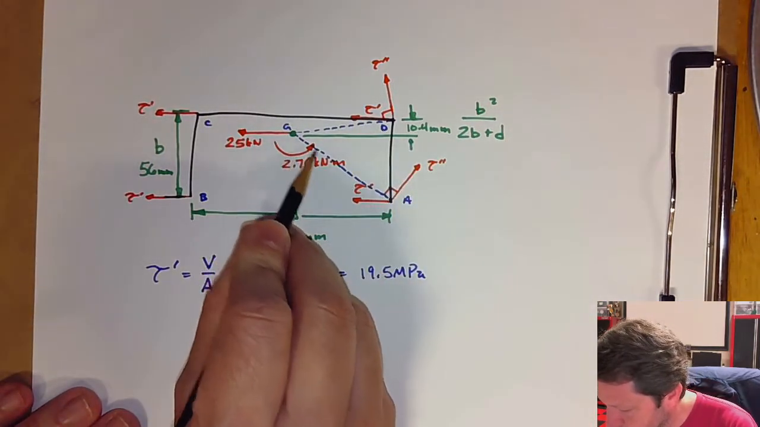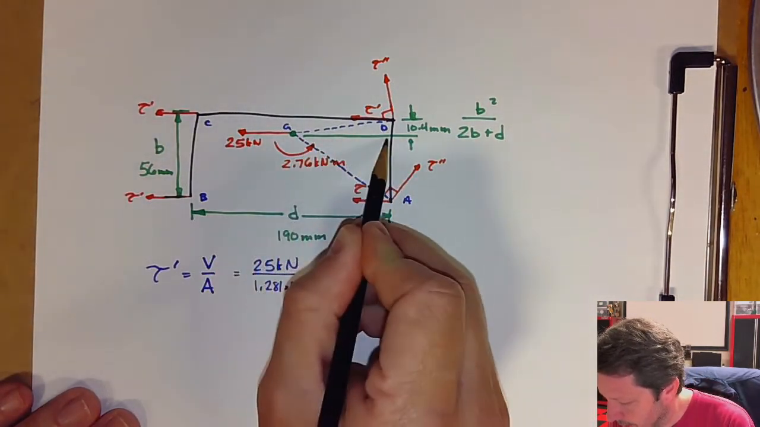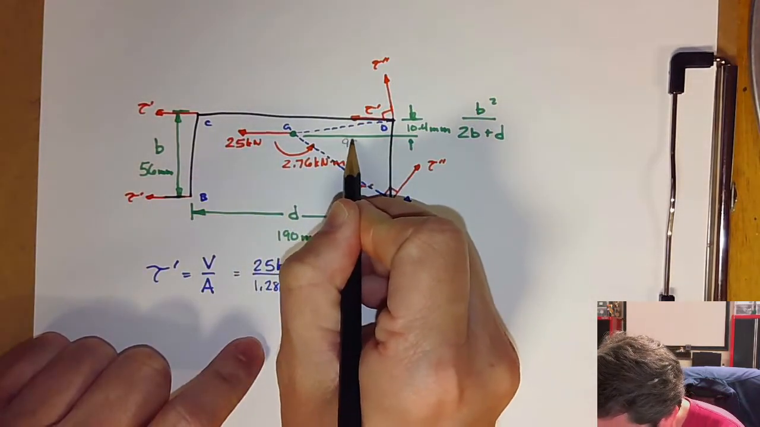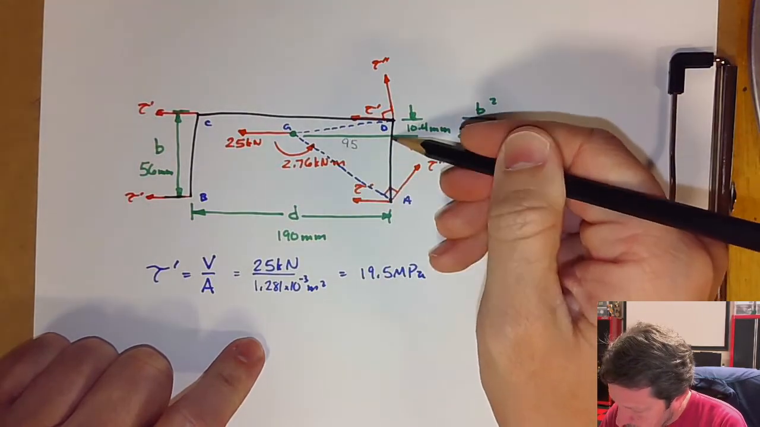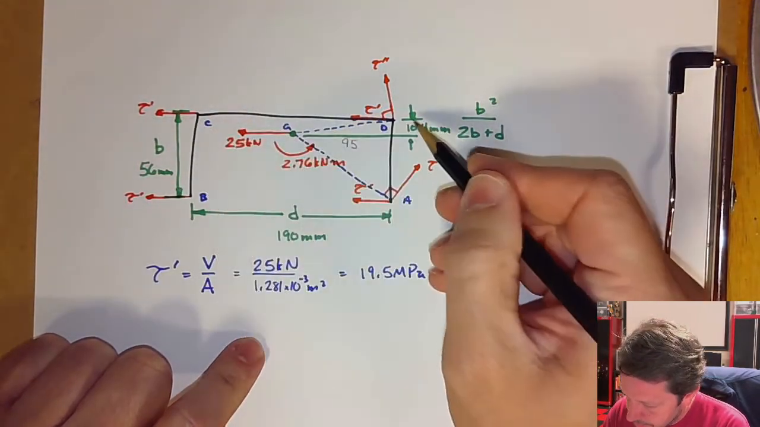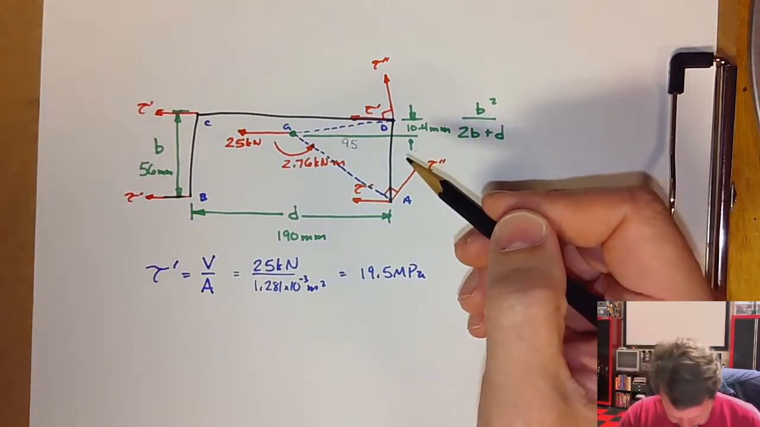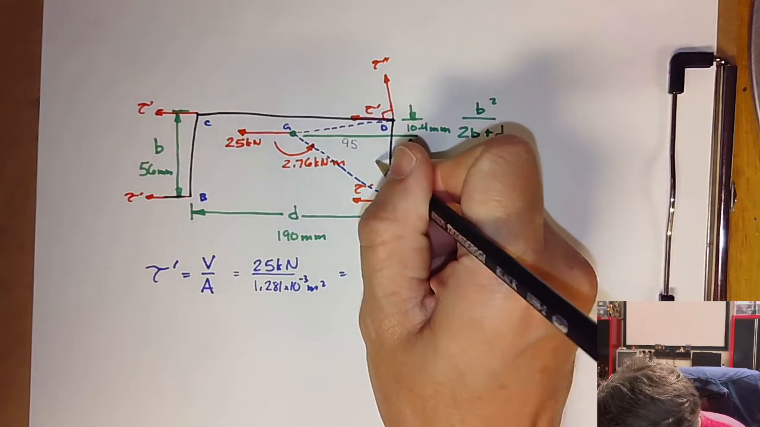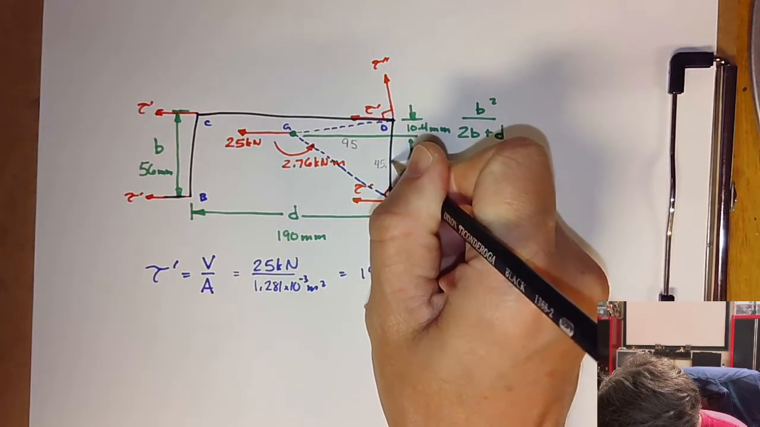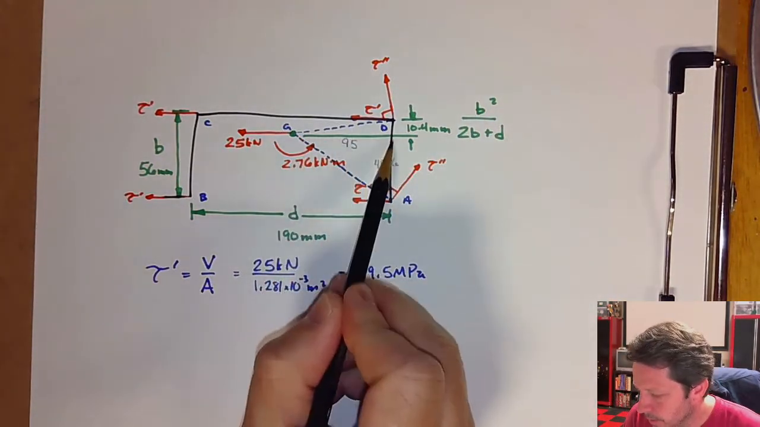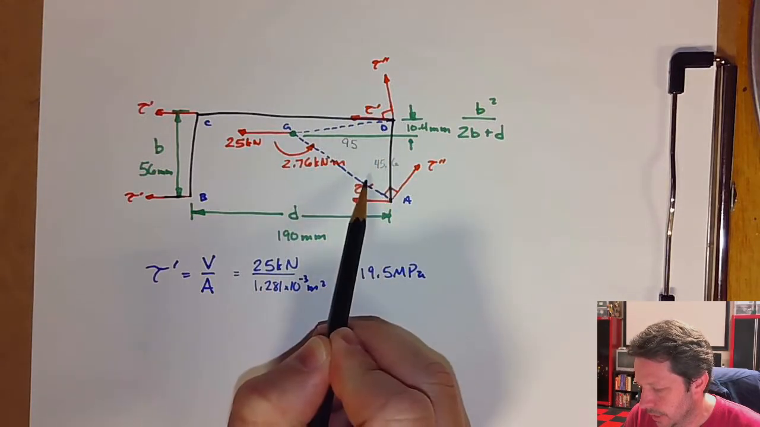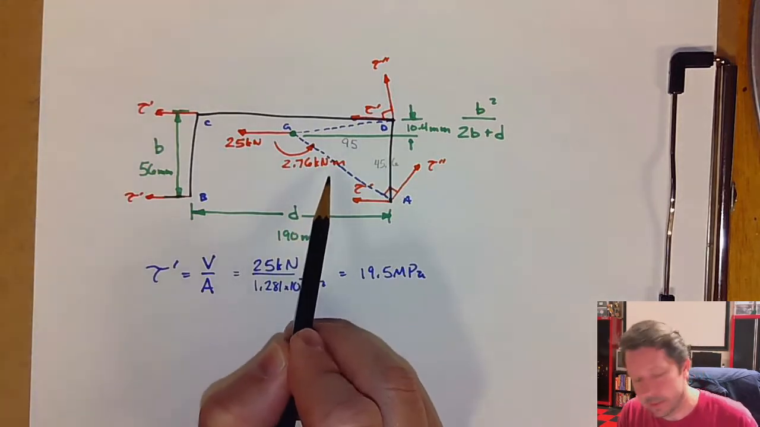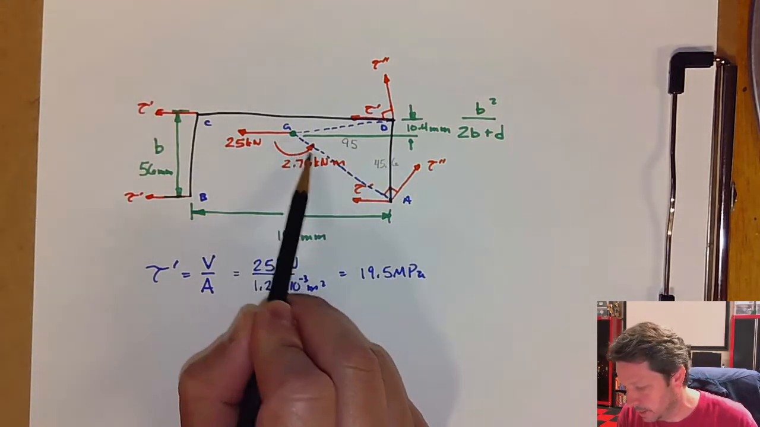So I want to know this length. This length is 190 divided by 2, so that's 95. And this height is 56 minus 10.4, which is 45.6. And so I know two sides of a right triangle, so I can do the square root of the summation of the squares to figure out this length.